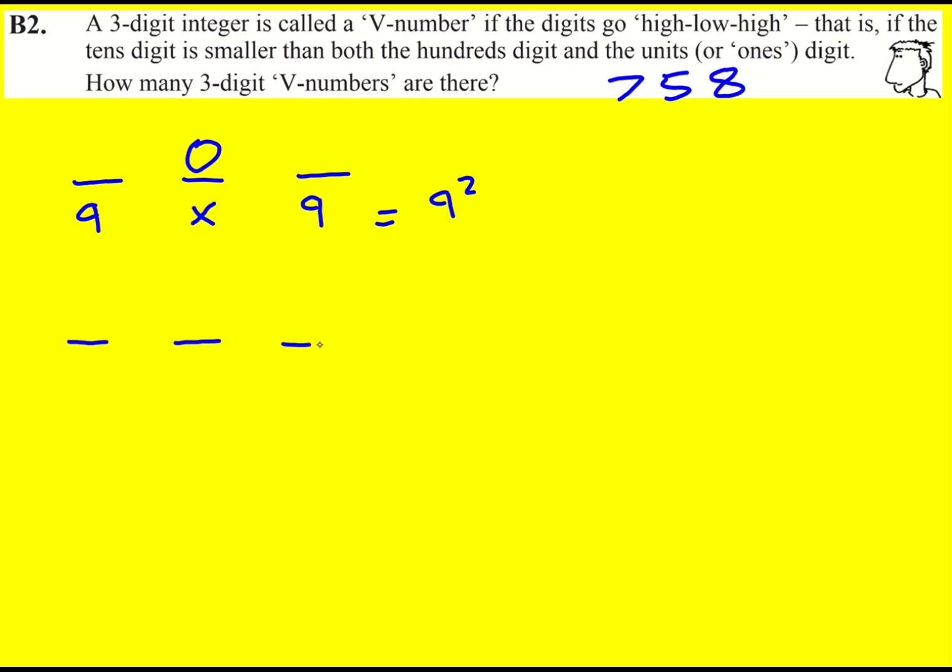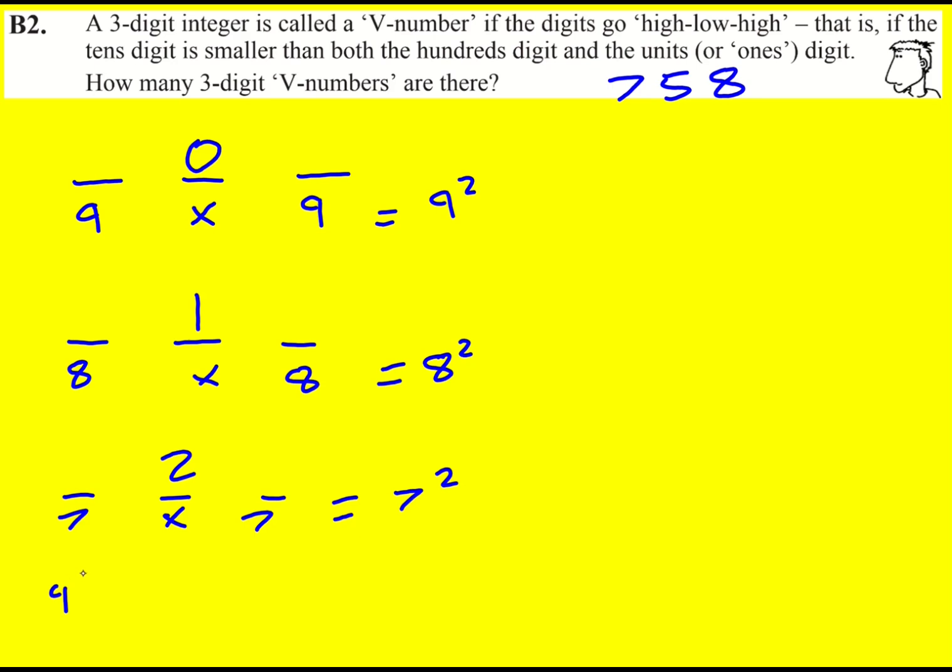Okay, if we move on to 1, then I can have the hundreds digit being any number from 2 to 9. So there's now going to be 8 options there and 8 options here. I'm going to get 8 squared, and we see a pattern very quickly forming. So for 2, there's going to be 7 options because it's all the numbers from 3 to 9. And I'm going to multiply them together, giving 7 squared.